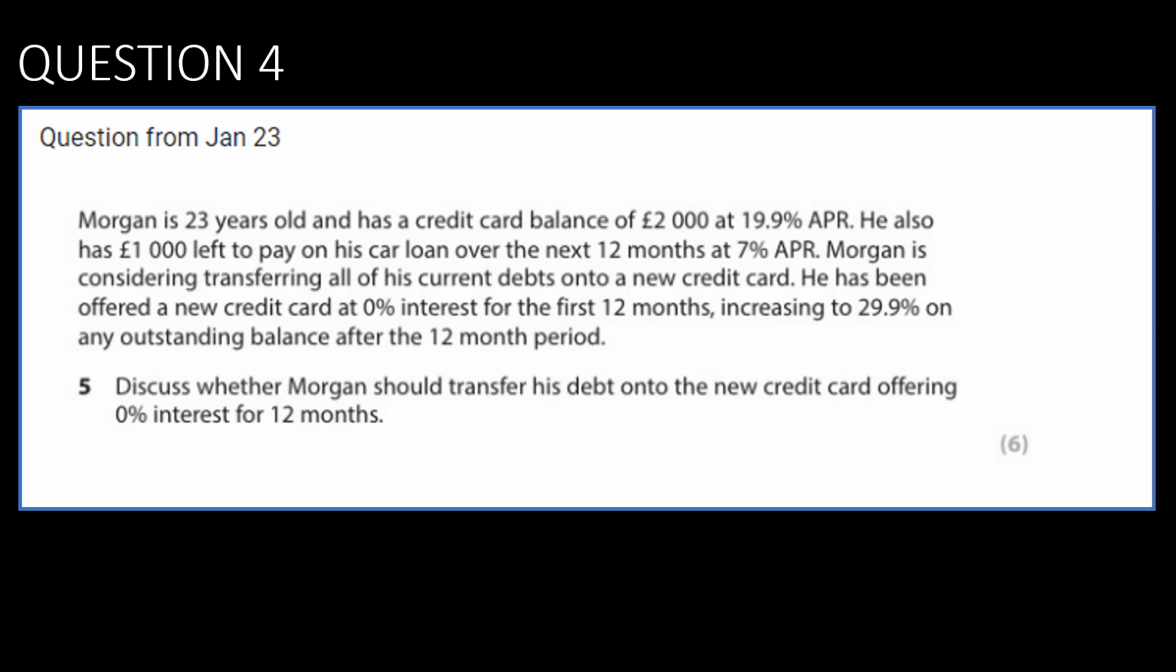On to question 4, let's have a look at it. This is a question from the January 2023 paper. Straight to the question then. Discuss whether Morgan should transfer his debt onto the new credit card offering 0% interest for 12 months. And there's the little scenario that you need to read as well and highlight. Discuss, 6 marks, maybe 3 reasons why he should, perhaps 3 reasons why he shouldn't, and you might have yourself a decent 6 marks there on that particular question. Have a go. If you want to, pause the video. We're going to go through the answer next.